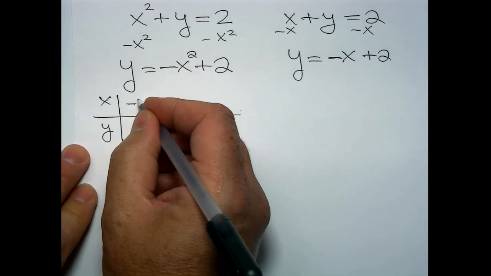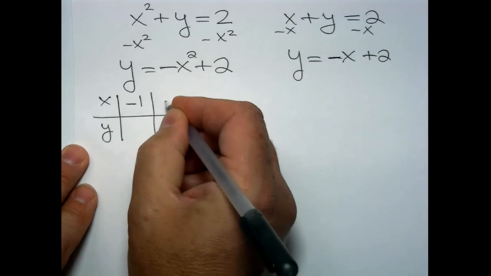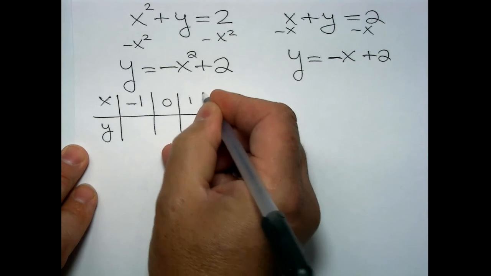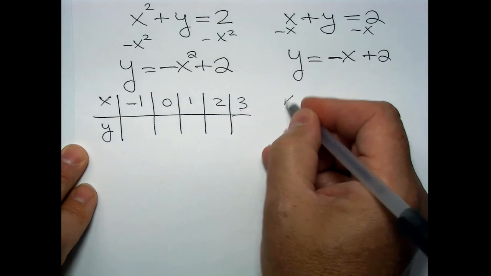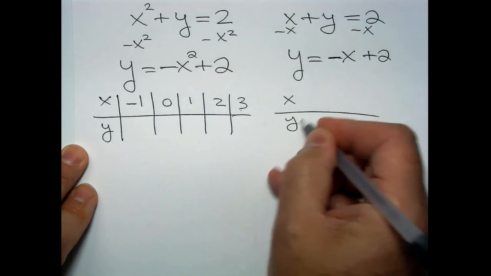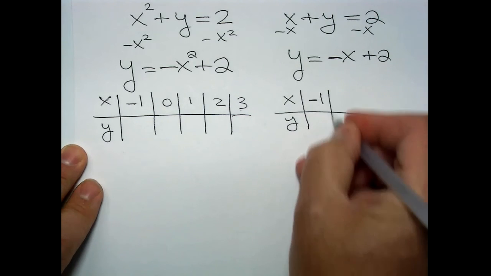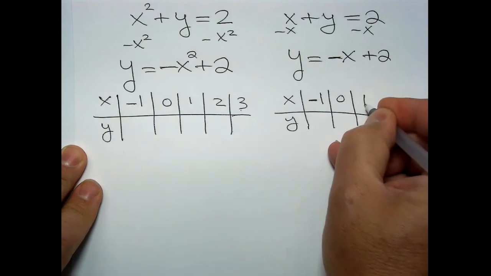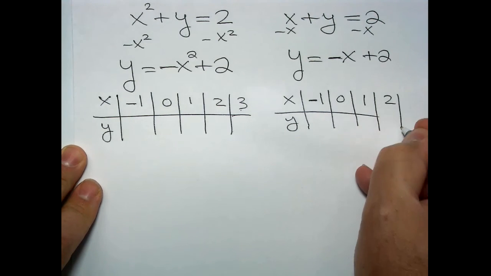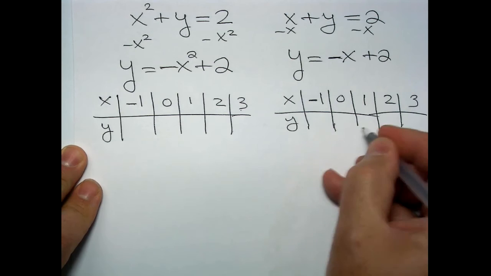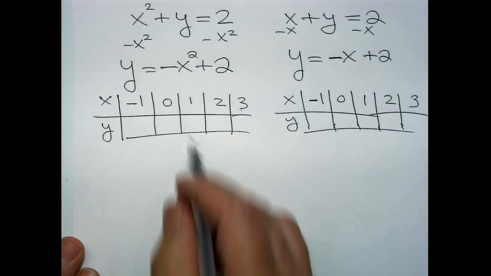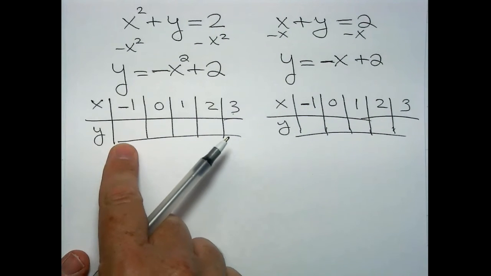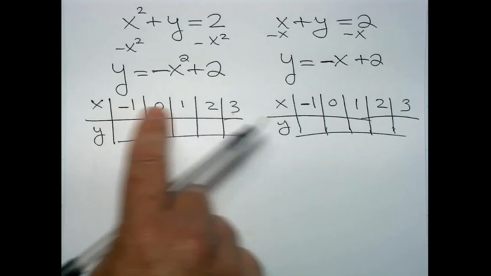Negative, let's see, negative 1, 0, 1, 2, maybe even 3. Over here, more x, y, negative 1, 0, 1, 2, and 3. Each one, the y values are computed independently of each other. They are dependent variables, though. These are the independent variables.